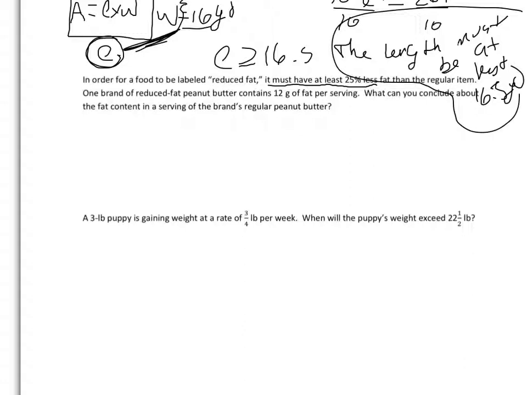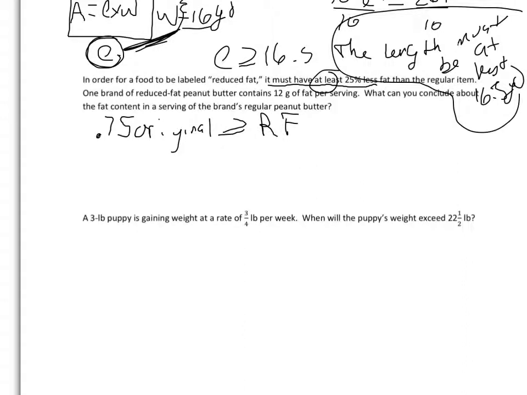So here's the thing. It's just like if you have a 25% off sale, you're paying for 75% of the item. So another way of saying this, having at least 25% less than the original, it must have less than 75% of the fat of the original item. So 0.75 original must be greater than or equal to the reduced fat version.